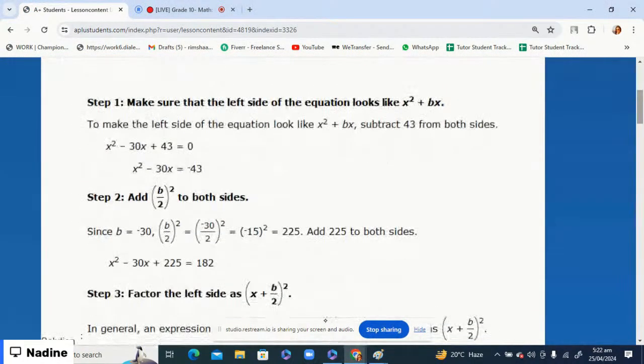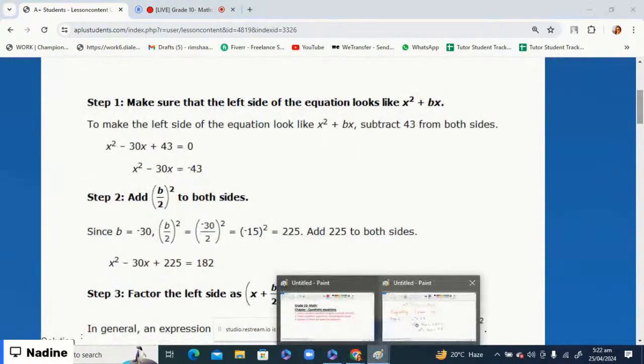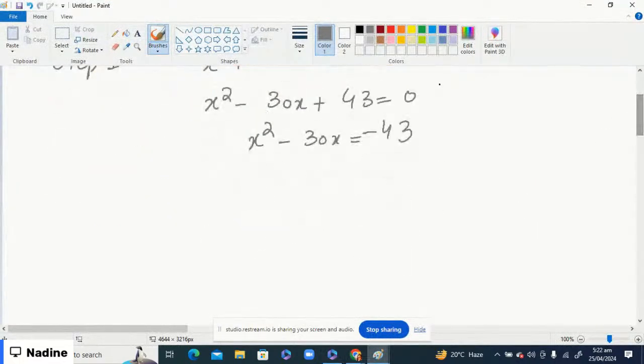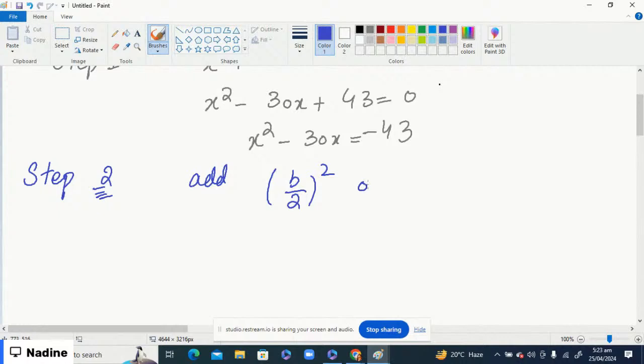Okay, and when the 43 moves, it becomes negative. Understand? Now what we do, we are going to multiply step 2. Let's write the step 2. We are adding b by 2 whole square to both sides.